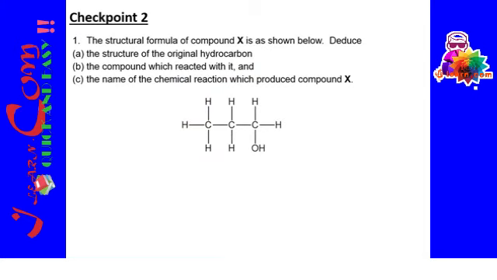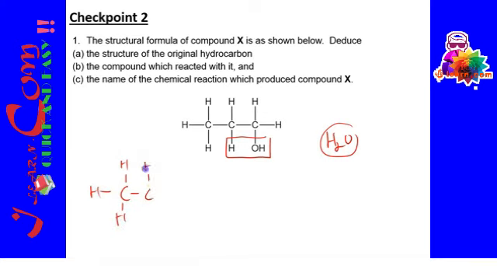So now let's move on to checkpoint 2. You can pause the video now, continue the video when you are done. Right, checkpoint 2. The structural formula of compound X is shown below. Deduce the structure of the original hydrocarbon, the compound which reacted with it, and the name of the chemical reaction. If we take a look here, you spot this straight away, HOH. This is H2O. It comes from the alkene. We do a steam addition on this alkene and we get this alcohol. So if I were to remove this HOH, what would I get? It's just this.